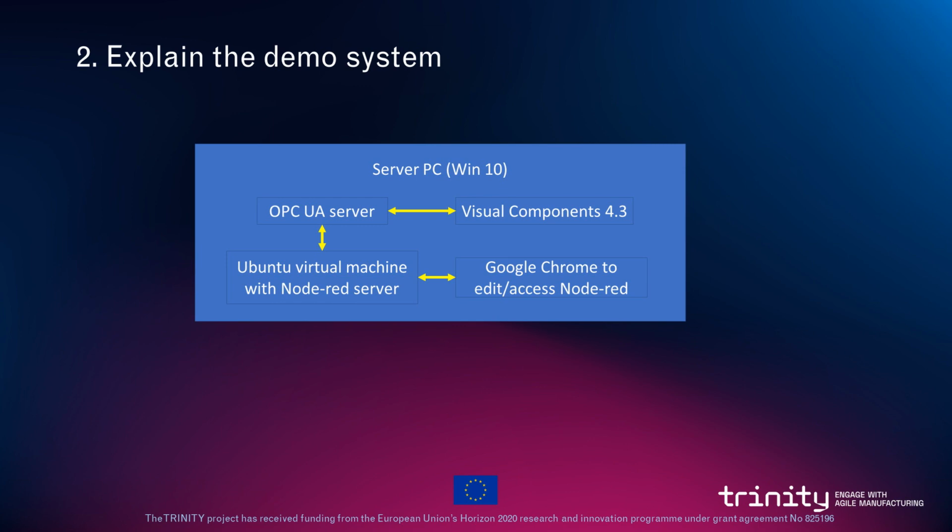The GUI requires Node-RED installed in an Ubuntu virtual machine, with the virtual machine running under the Windows host machine. Then we can use the Google Chrome browser in the host machine to edit and program Node-RED, and we need to run the OPC UA server and Visual Components in the host machine so we can test the GUI in the simulation environment without interrupting the physical machine.